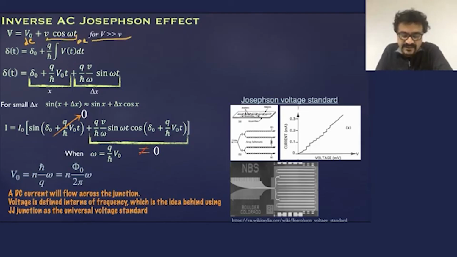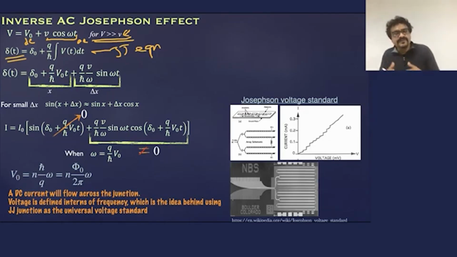But the condition here is the DC voltage is far more in magnitude compared to the magnitude or amplitude of the AC voltage. Now, from the Josephson equation, we have the time varying phase difference, delta(t), which is delta 0 plus Q by H bar integral V(t) dt.